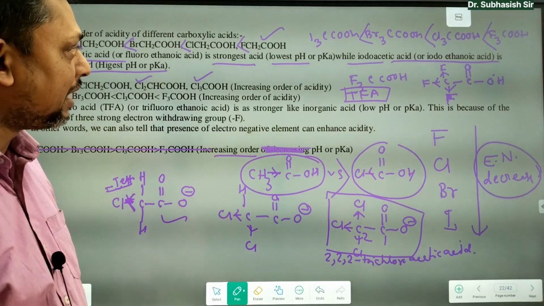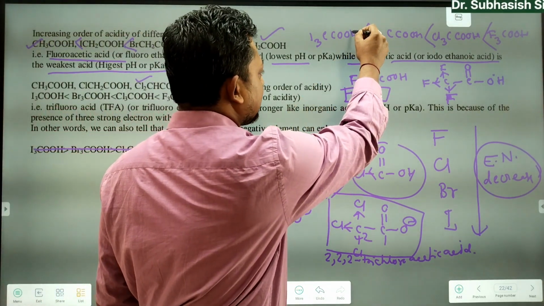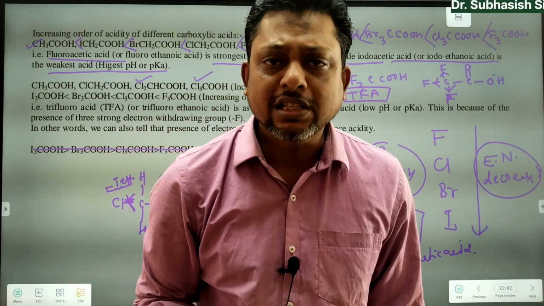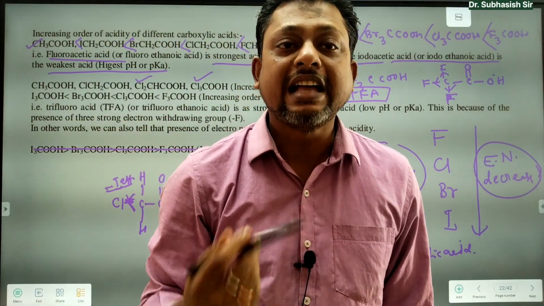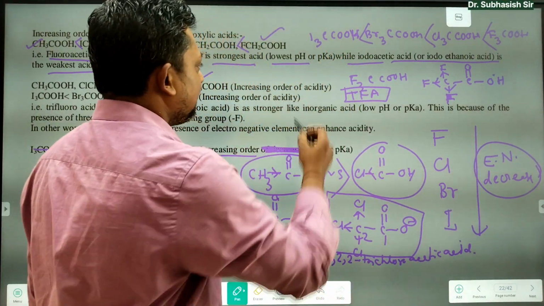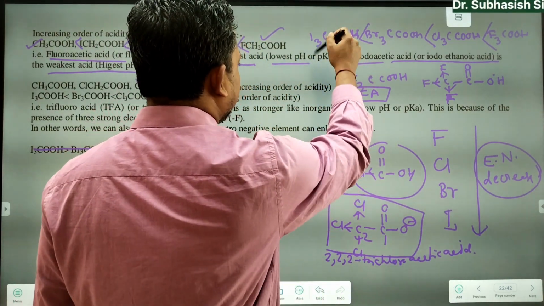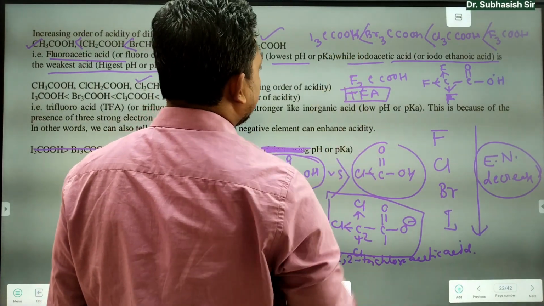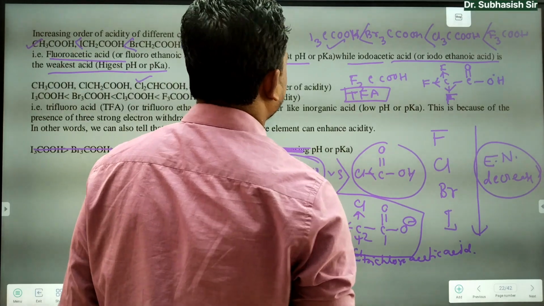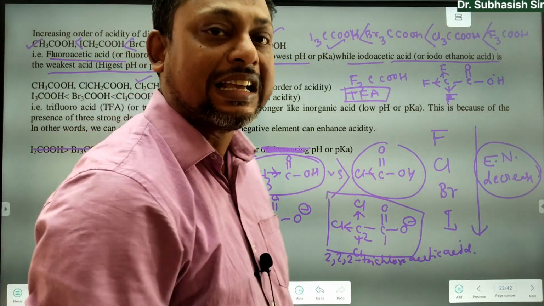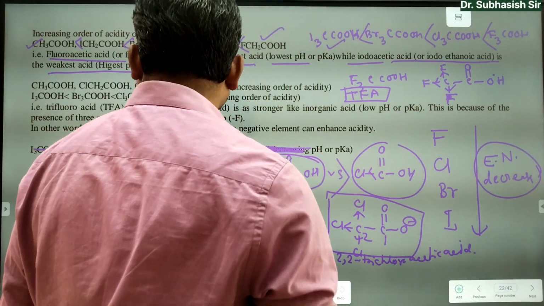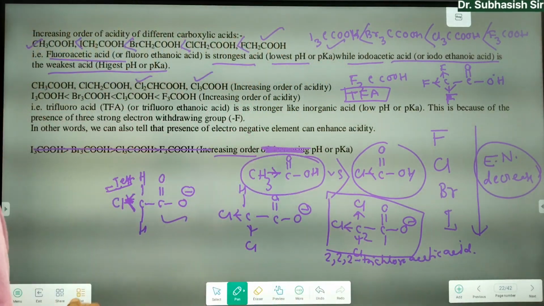But if you are asked to write the pH or pKa, which will have the highest pH? Obviously the acid which has the lowest acidity. So in terms of pKa, the maximum pKa will be for triiodoacetic acid, because it is the weakest acid. Okay, so let us go to the next slide.